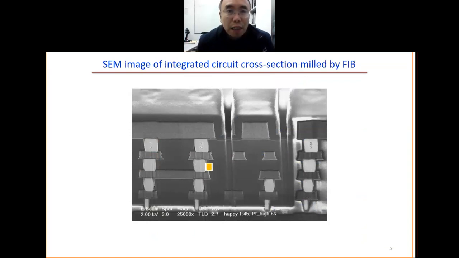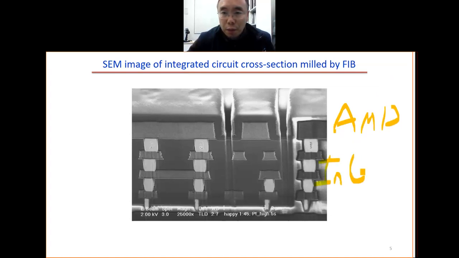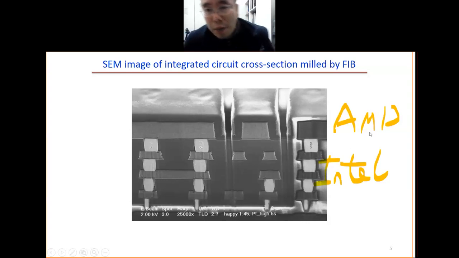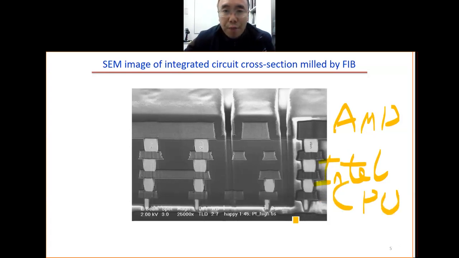This is a very popular application of ion beam. You want to know what is inside of the circuit. For example, two companies, AMD and Intel. If AMD wants to know what is inside the chip made by Intel, they can buy a CPU. They use the ion beam to cut something like this. Then they will know the Intel CPU has this kind of circuit design. Then they can copy. At the same time, Intel can buy the AMD chip and look at what is inside, to see whether AMD has copied the circuit design of Intel.